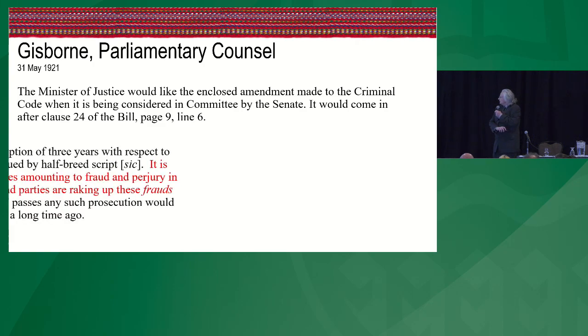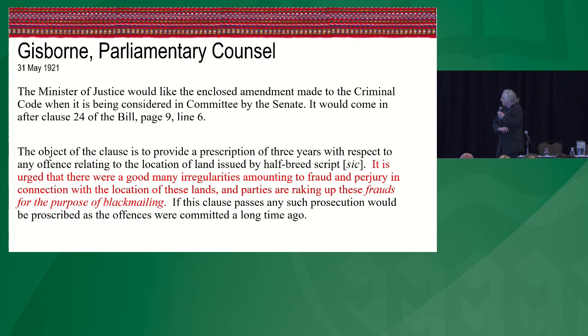So the Minister of Justice endorsed this amendment. And what happens later is Lougheed has this letter, but it isn't revealed till much later. The Parliamentary Counsel, Brisbane, provides the rationale, but he doesn't use it the first time. He uses it later in the Senate. The object of this clause is to provide prescription, blah, blah, blah.